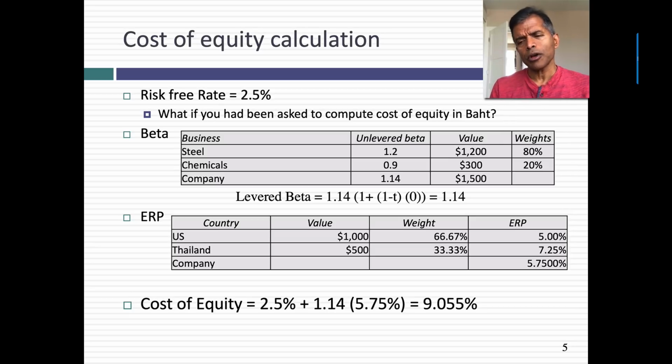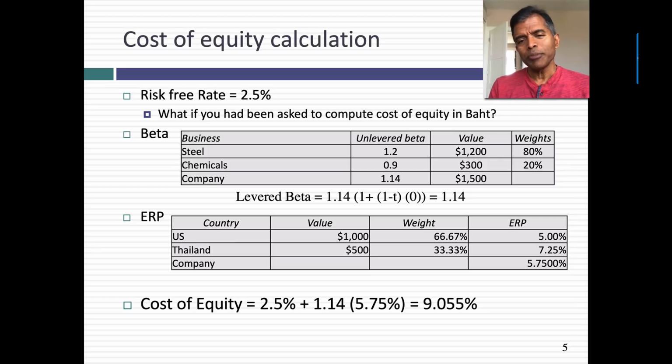Just as a what if. What if I'd asked you for a cost of equity in Thai baht? Well, the problem isn't complete then, right? Because I'd have to give you a government bond rate for Thailand. You're saying you gave us one, but I gave you a dollar government bond rate. I'd have had to give you a Thai baht government bond rate. And let's say it was 8%. What would you do next?